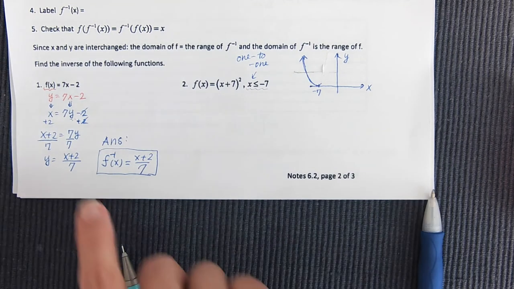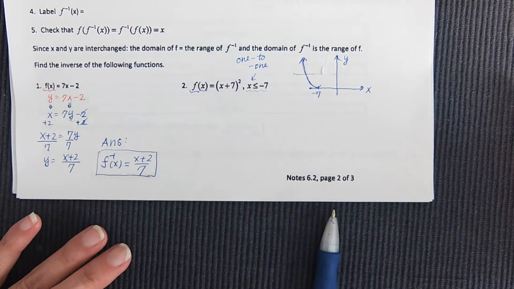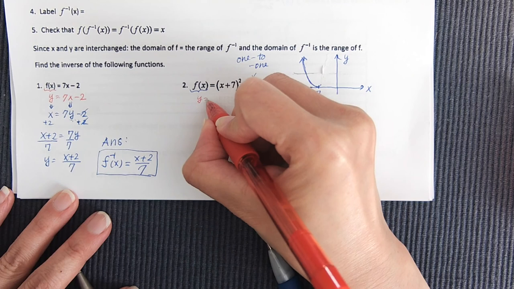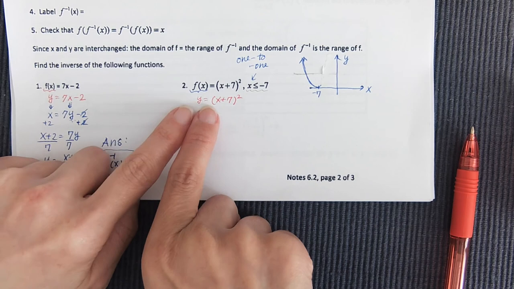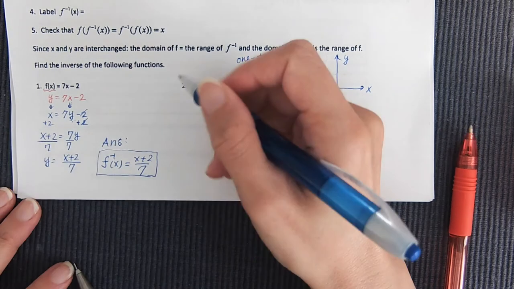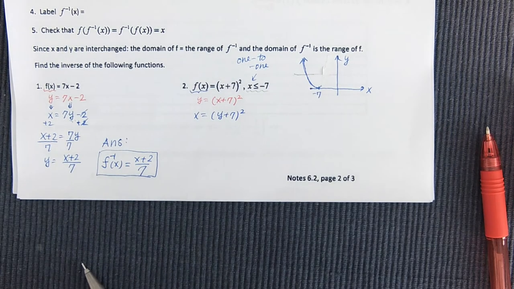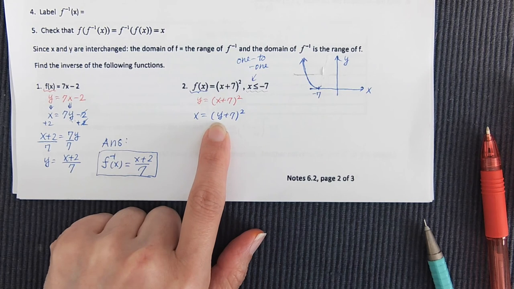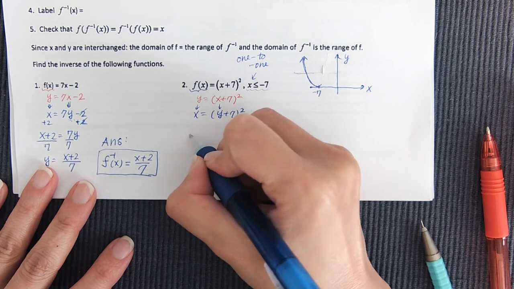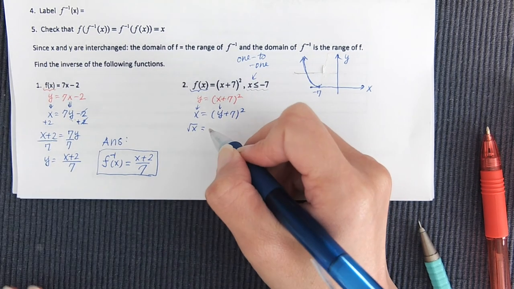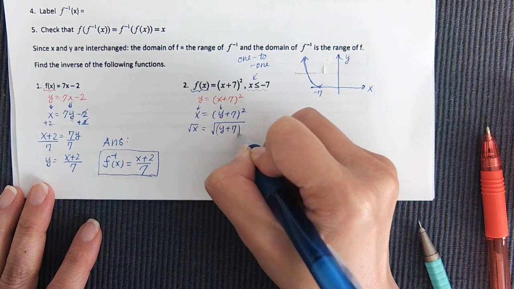Yes, now, how do you do it? Follow the steps. Here is originally y equals the x plus 7 squared. So what's the next step? Flip the x and y, switch it, right? Switch: x equals y plus 7 squared. Then how do you get the y by itself? I need y by itself. I need to put the square root on both sides. Square root of the x, then the square root of y plus 7 squared.